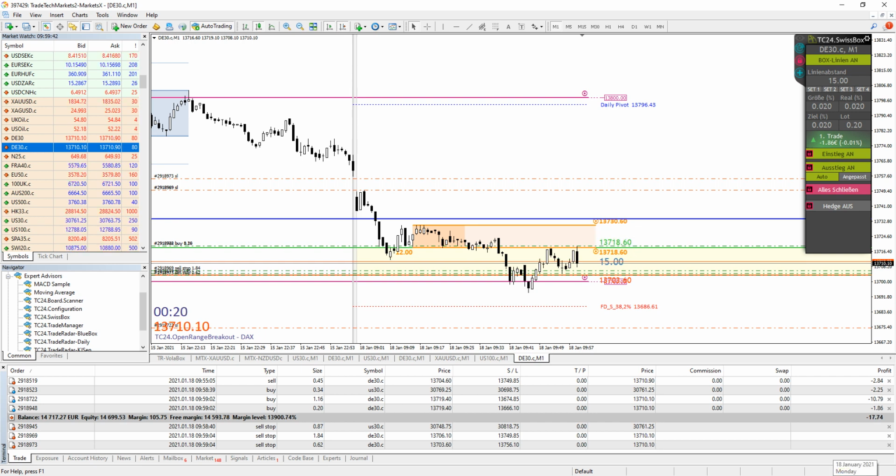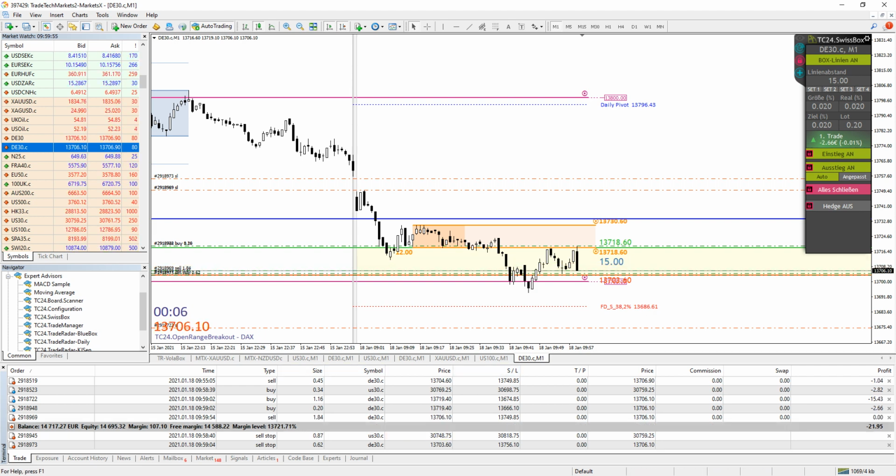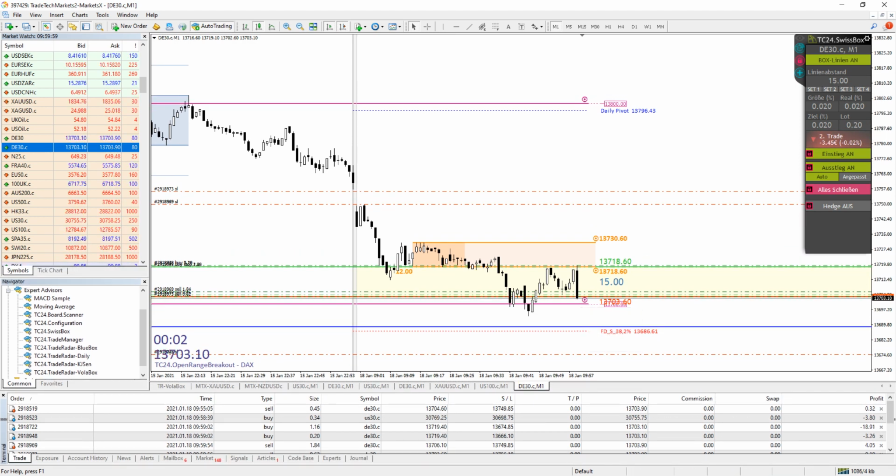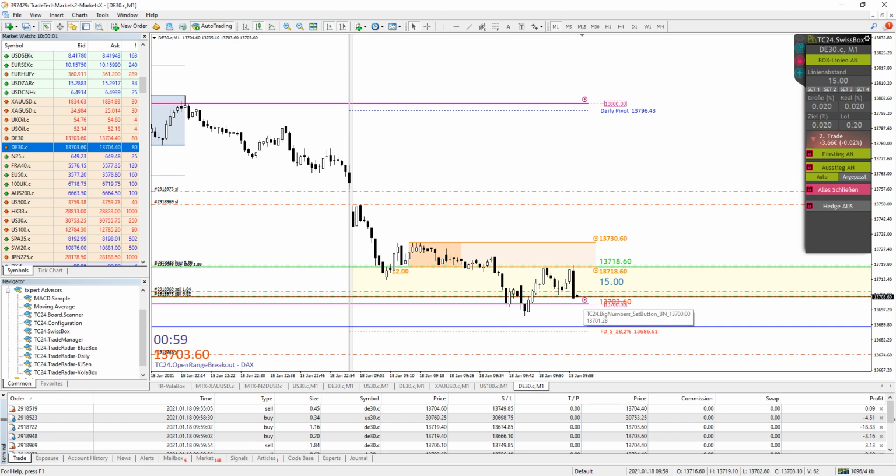So we've got about a minute now until the market opening. We can see that there's a bit of agitation. And you can see I currently have some other trades open in the market as well. So there's our second trade. We've moved back down through the box and we've now triggered a second trade on this Swiss box.